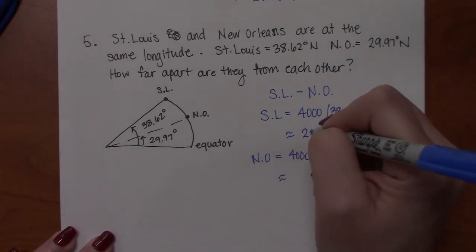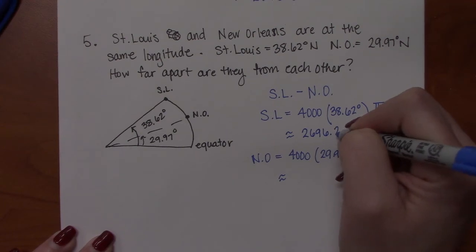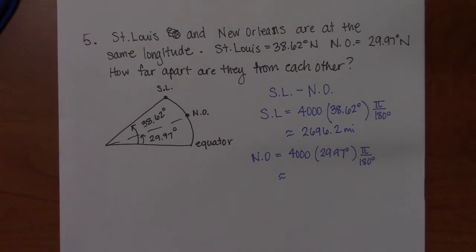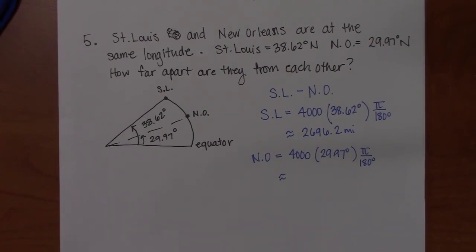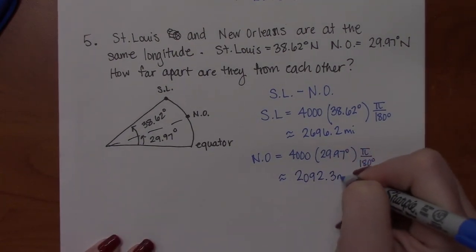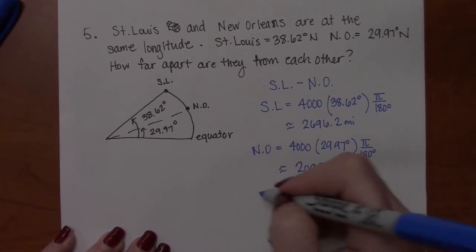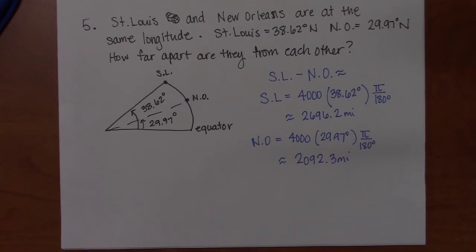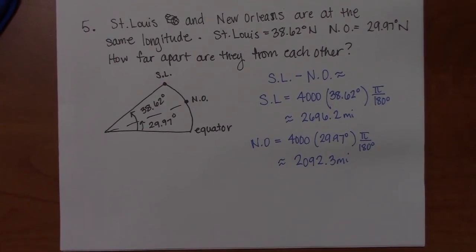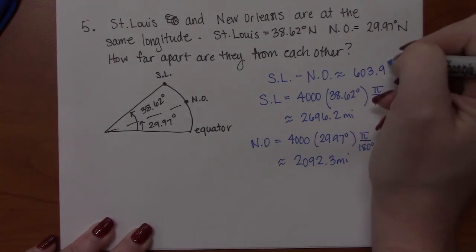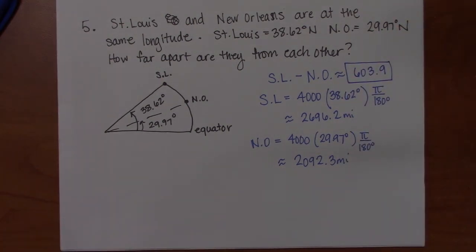So this is about 2696.2 miles. And this is 2092.3 miles. So that means if I subtract these two, I'll get how far apart they are. And so it's about 603.9 miles.